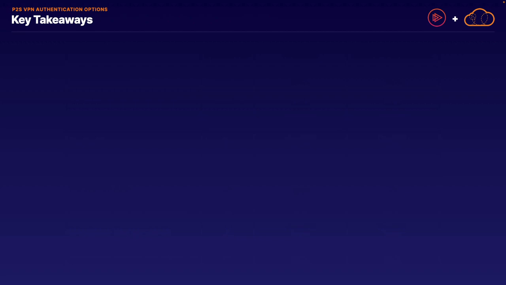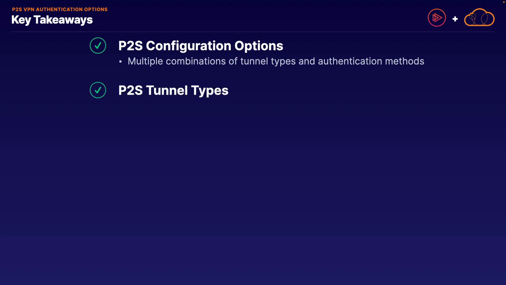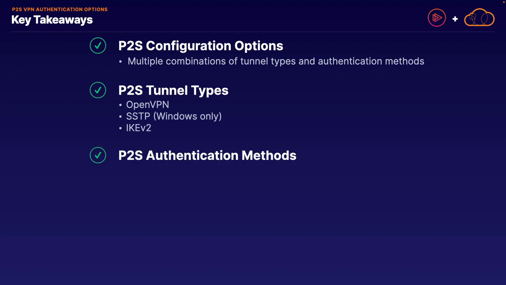Let's go ahead and review our key takeaways before moving on. We start off with a quick glance of the different configurations options available, which include different combinations of tunnel types and authentication methods. From there, we looked at our 3 tunnel types, which include OpenVPN, SSTP, which is again Windows only, and IKE version 2.